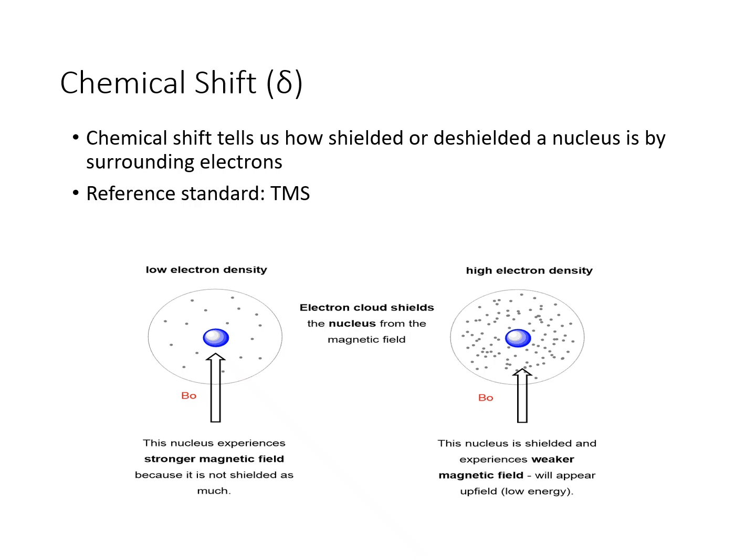As can be seen, with low electron density, this nucleus experiences a strong magnetic field because it is not shielded as much. As compared to high electron density, this nucleus is shielded and experiences a weak magnetic field, and it will appear upfield and at low energy.